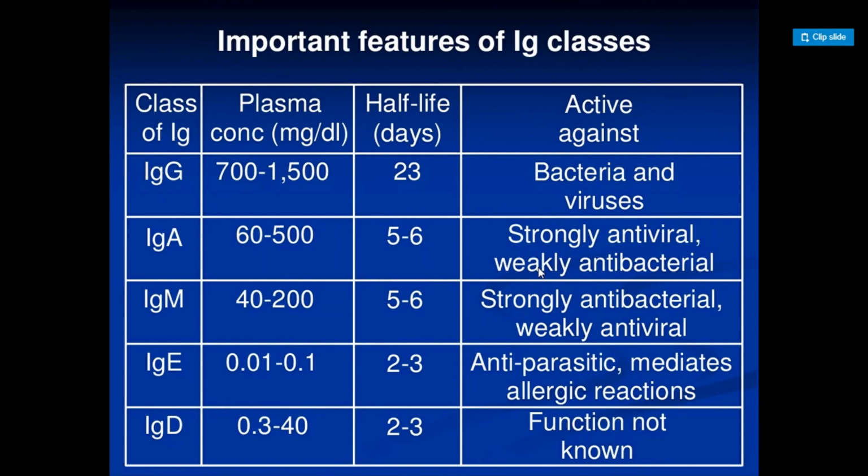And what they do, the basic things are that IgG is active against bacteria and viruses. IgA is strongly antiviral and weakly antibacterial, whereas IgM, which is the first to encounter any kind of antigen, is strongly antibacterial and weakly antiviral. IgE are the antiparasitic mediators and the allergic reaction mediators. IgD's function is less known.